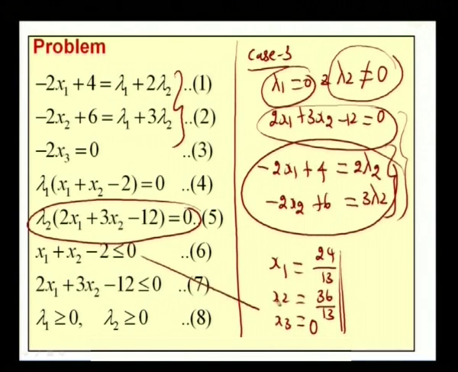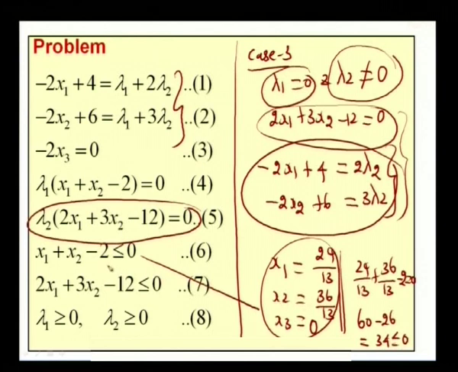So, this equation for this value becomes 24 by 13 plus 36 by 13 minus 2 equal to 0. So, we have 60 minus 26, which is nothing but 34, 34 less than or equal to 0. So, with this value of x1, x2, x3, equation 6 gives us 34 less than or equal to 0, which is impossible. Therefore, for this value of x1, x2, x3, equation 6 is not satisfied. Therefore, this solution cannot be the optimum solution of the given problem.